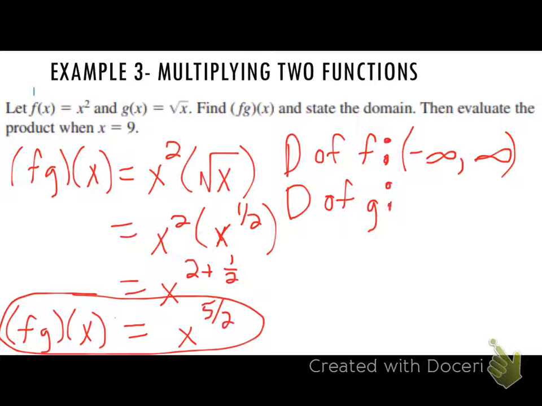Domain of g. It's a square root function, right? So it would look like this. This is my parent square root function. So that's what it is. 0 to infinity. Is 0 included or not included? It is included. So are these two domains the same? No. So that does not mean I easily have a domain for f times g of x yet.